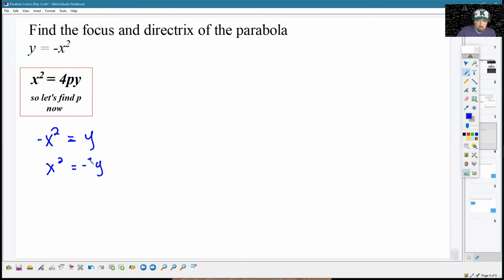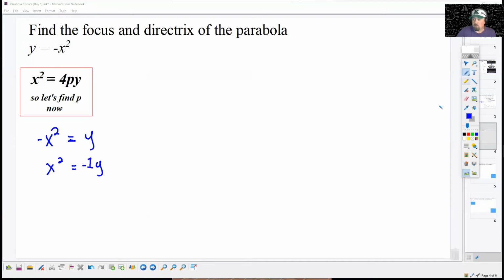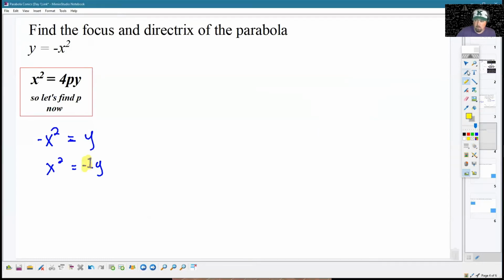What number should be in front of this? It should be a 1. This is important, because this 1 right here tells me what 4p is. So if 4p is equal to negative 1, divide that 4 over, means p is negative 1/4 or negative 0.25.